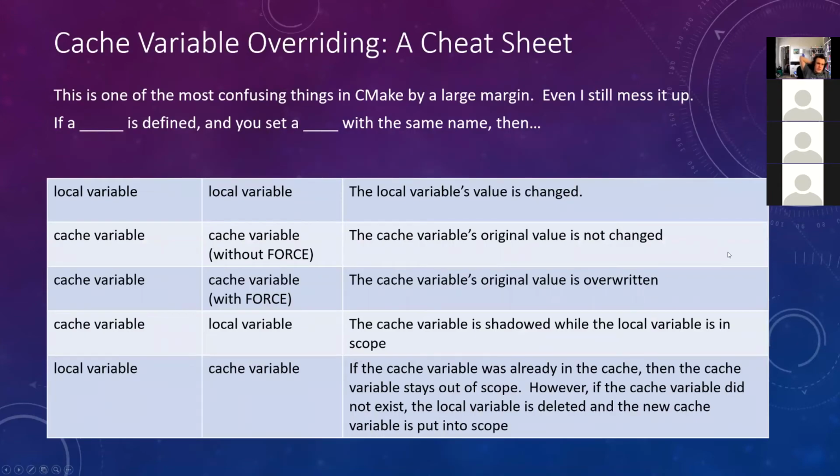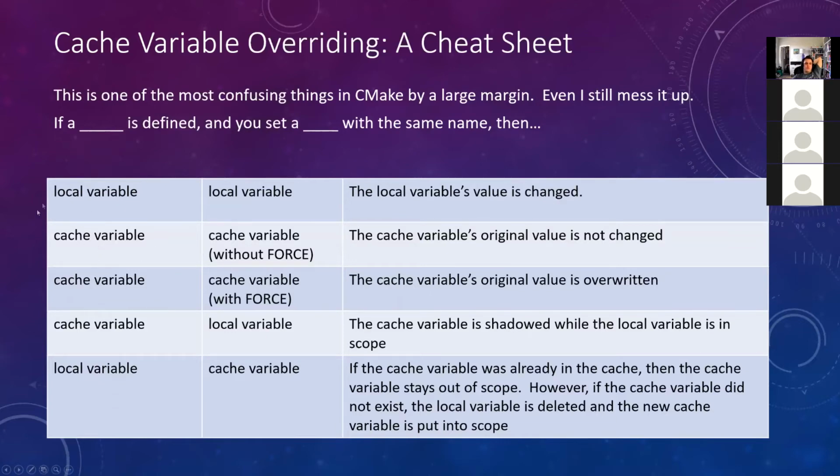So next thing we're going to talk about is cache variable overriding. This is one of the most confusing rules about CMake. Even I still mess this up all the time. The rules are that depending on what type of variable is already defined, set commands can have different weird effects. If a local variable is defined and you set another local variable, then the local variable's value is changed. That's pretty straightforward.